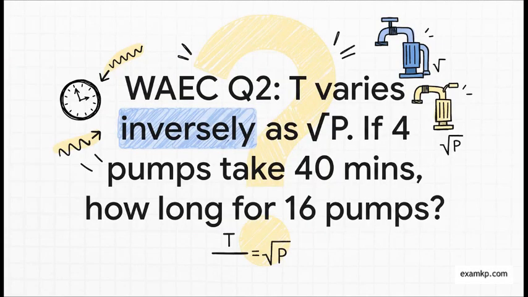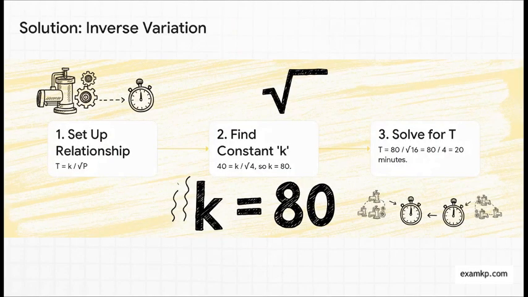Okay, let's break this one down. As soon as you see those keywords, varies inversely and square root, your brain should be screaming formula time, right? So time, T, is on one side. Inversely tells us that the pumps, P, go in the denominator. And whatever you do, don't you dare forget that square root. It's crucial.